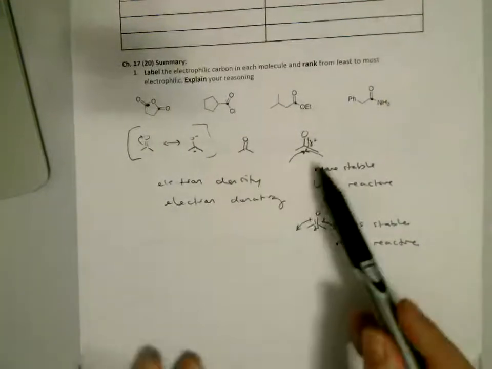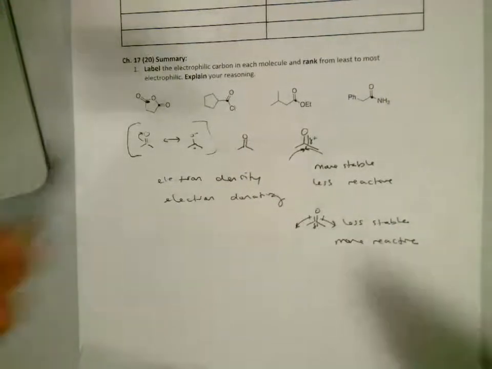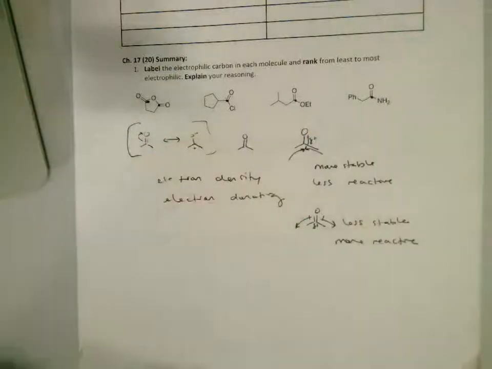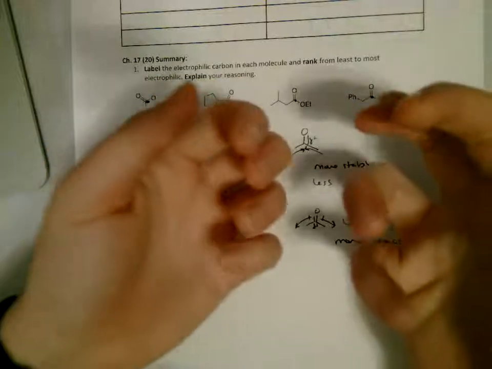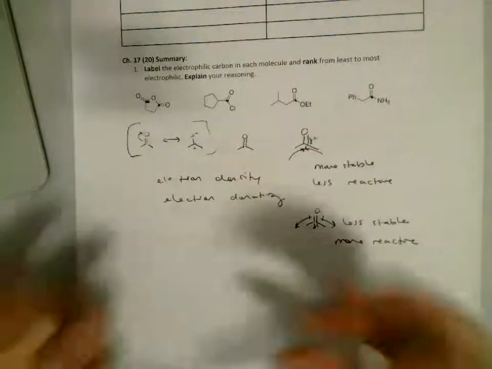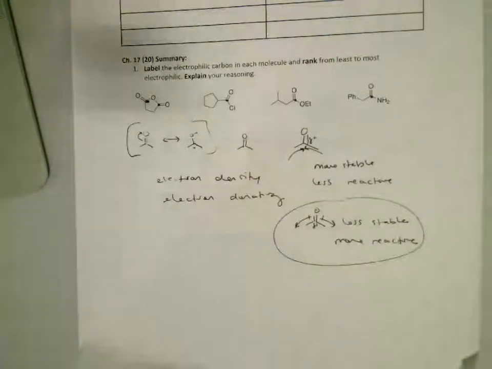So, yeah, if it has electron donating groups, that's going to make it more stable. It's putting electrons into that partial positive. But if it has something that's pulling electrons away, electron withdrawing, that's taking electrons away from that partial positive, making it less stable. And less stable, it's actually more likely to react, right?